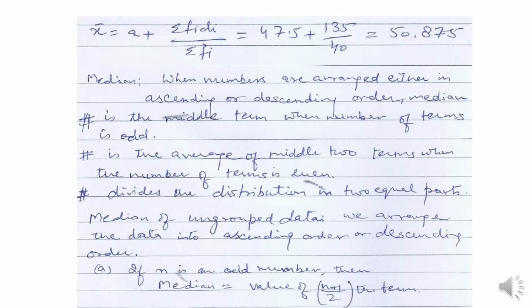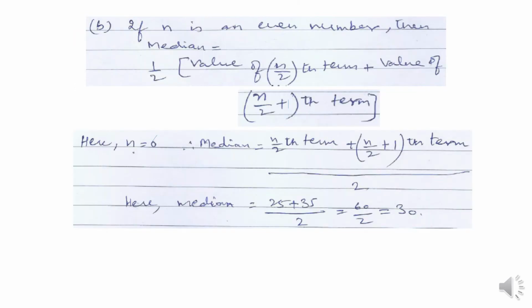Now, the median of ungrouped data. How do we find it? The first step is to arrange the data in ascending or descending order. Once you have done that, check whether the number of terms is odd or even. If n is odd, then the median is the (n plus 1) by 2-th term. If n is even, then the median is half of the value of the nth term plus the value of the (n by 2 plus 1)-th term.